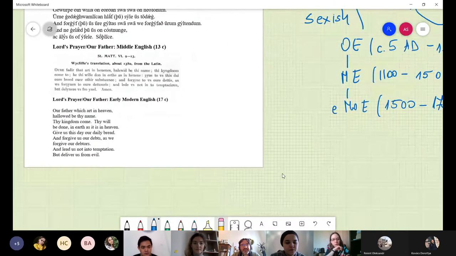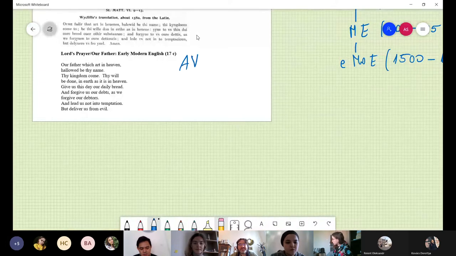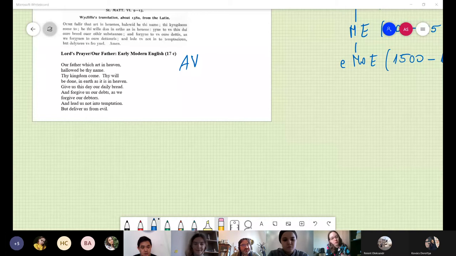Now, let us actually start from this Early Modern English version from around the 17th century. As a matter of fact, this version comes from the so-called Authorized Version of the Bible, right? It's actually called the AV. AV means Authorized Version of the Bible. And this was, okay, does anybody know who was responsible for giving the permission for this Authorized Version of the Bible to be published?